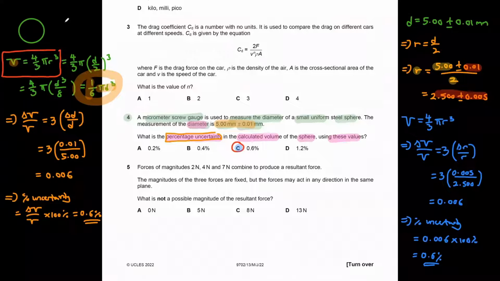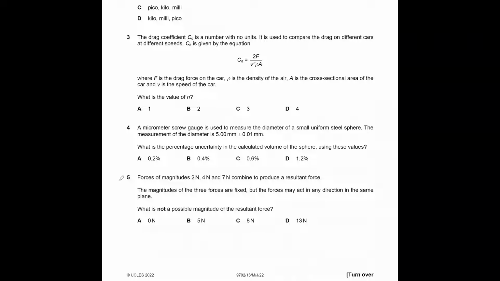Now, if you look at question 5, forces of magnitudes 2 Newton, 4 Newton, and 7 Newton combine to produce a resultant force. The magnitudes of the three forces are fixed, but the forces may act in any direction in the same plane. What is not a possible magnitude of the resultant force? So we can just consider all the forces as acting along the same line.